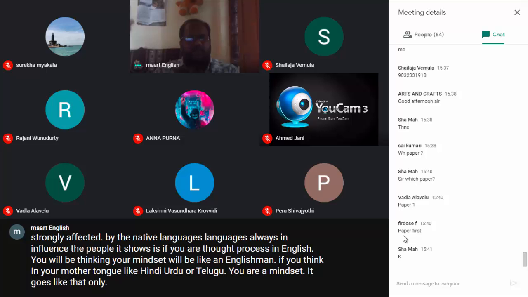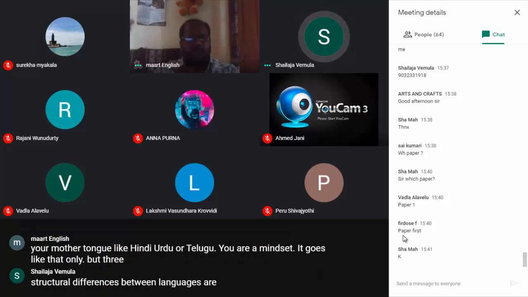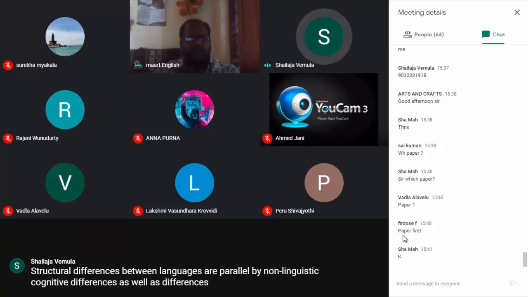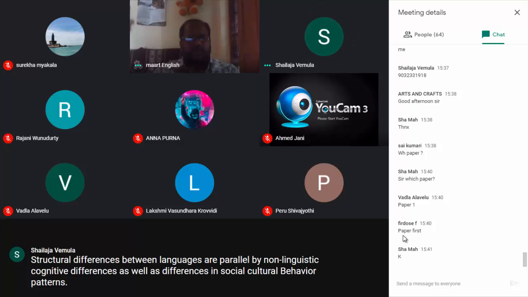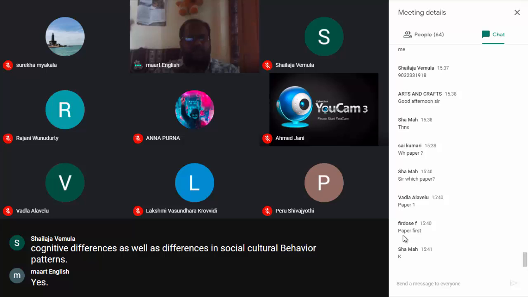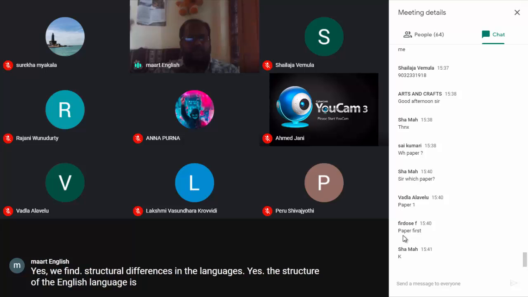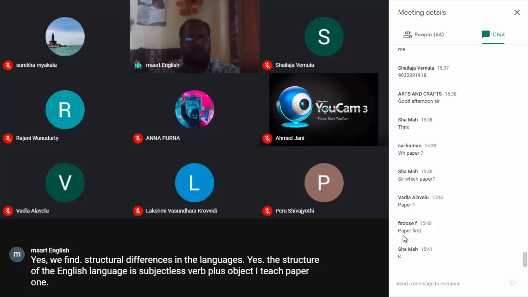Number 3. Structural differences between languages are paralleled by non-linguistic cognitive differences as well as differences in social cultural behavior patterns. Yes. We find structural differences in the languages. The structure of the English language is subject plus verb plus object. I teach paper 1. I subject, teach verb, paper 1 object.